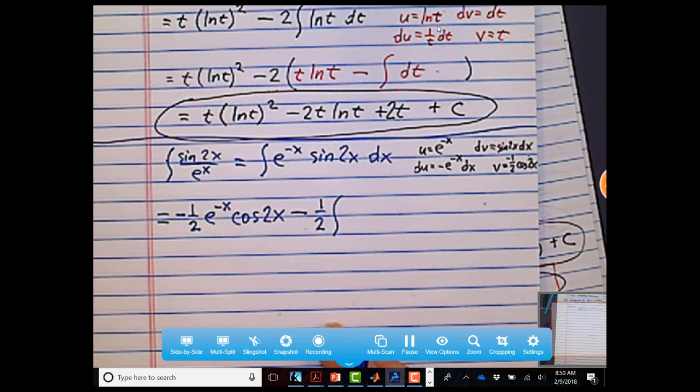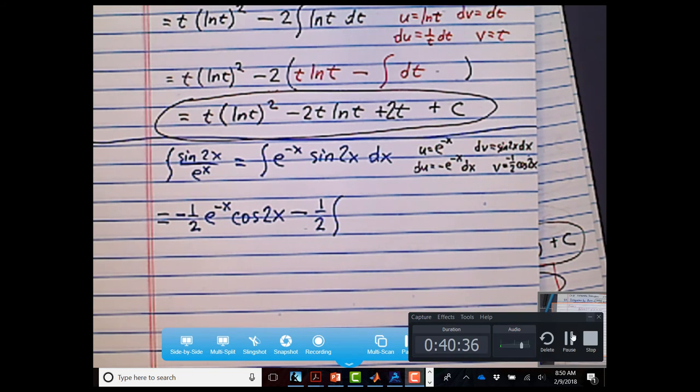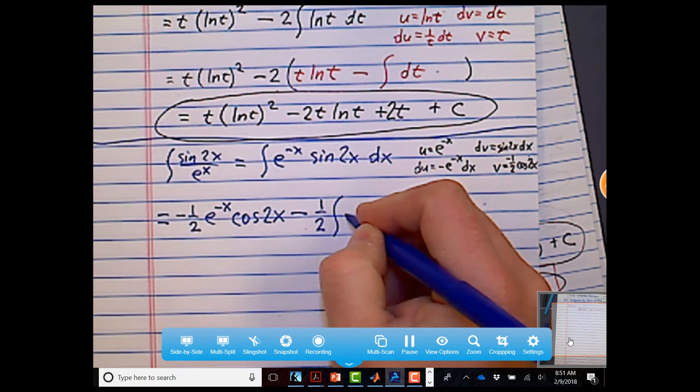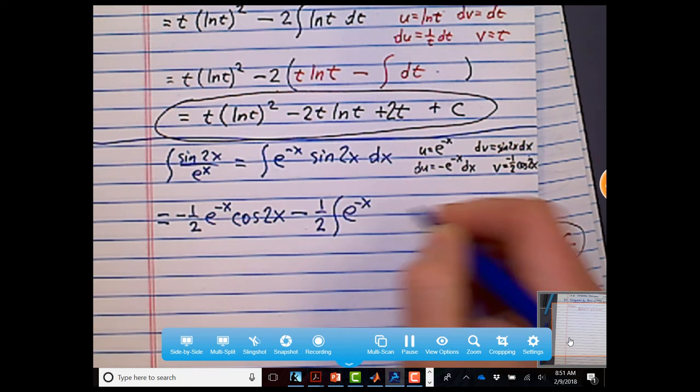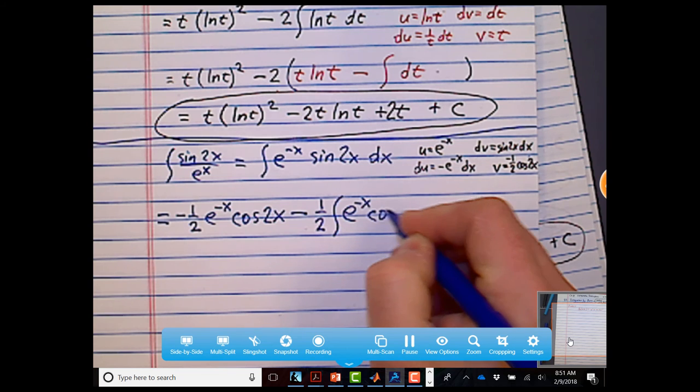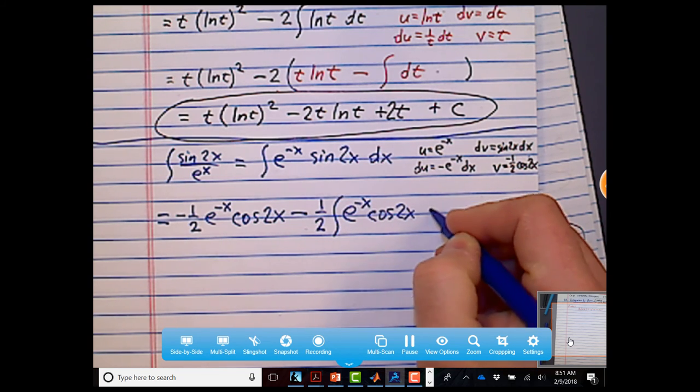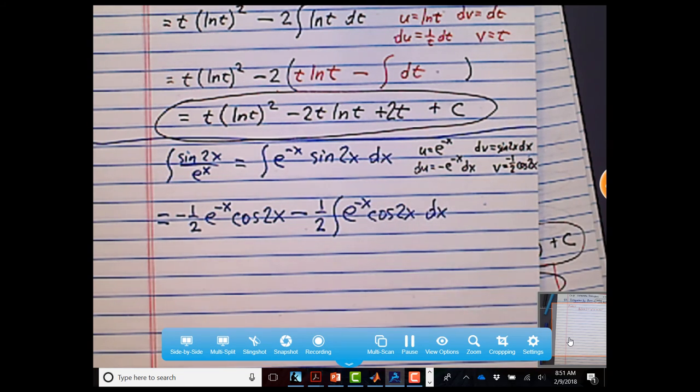Do you see it? Yeah, let's write the e first. Let's write e to the negative x cosine of 2x dx, right? That's what I need to integrate.